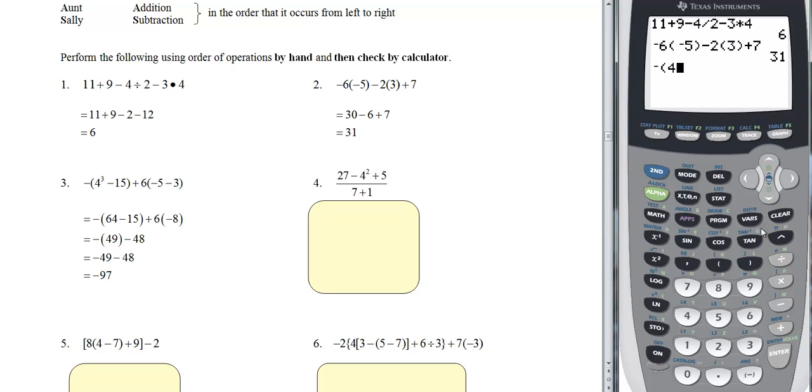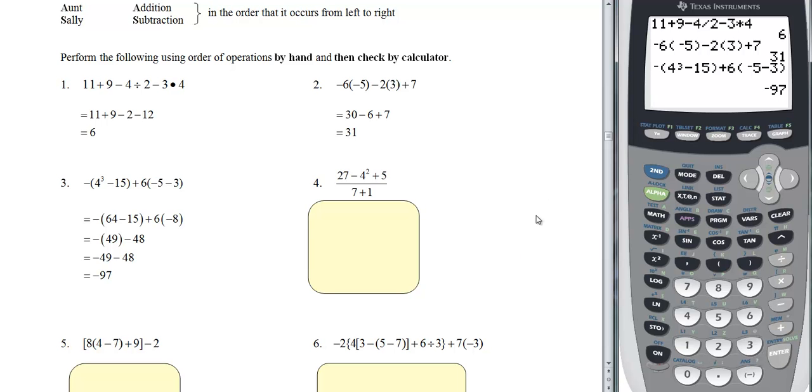I can use the caret symbol, but under math is a cute little cube, and I like it. Minus 15, in parentheses, plus 6, parentheses, and -5 minus 3. So see the little negative symbols. Now press enter, and there's my negative 97.